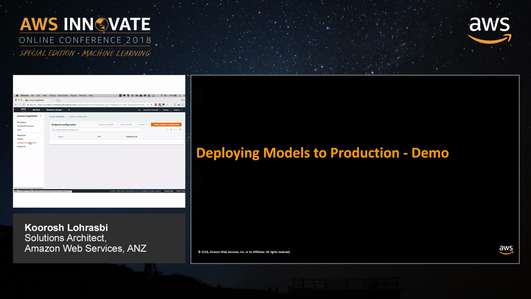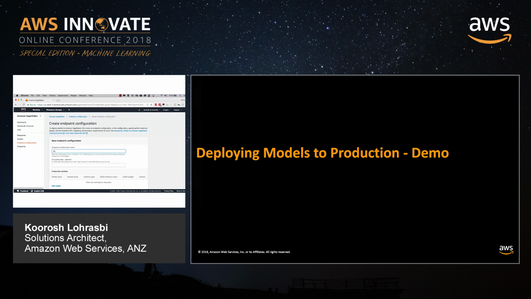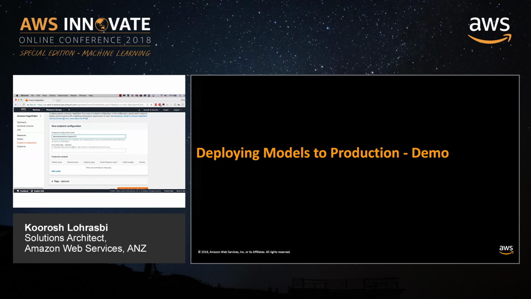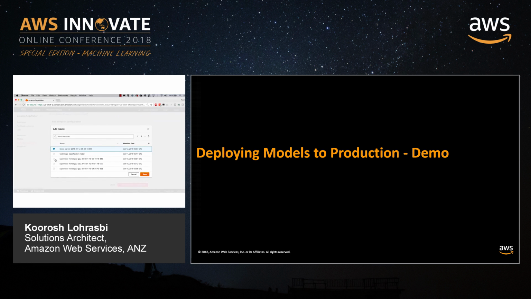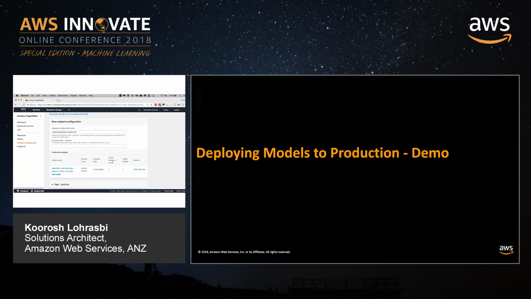Now that we have the model and the inference code bundled together, we need to define how we would like to deploy it in production. This is where you define configuration for production deployment and A/B testing. Give it a name. Optionally an encryption key. Add the model or models here. Select from one of the previously saved models.